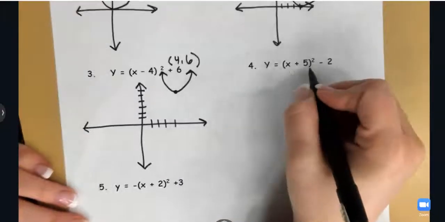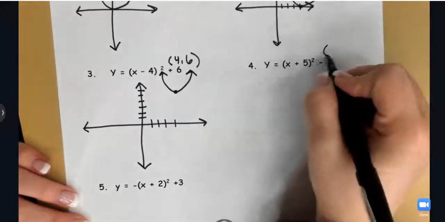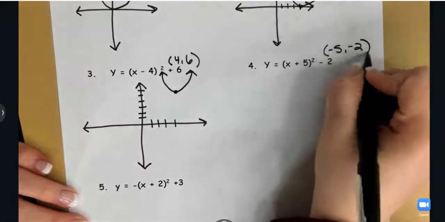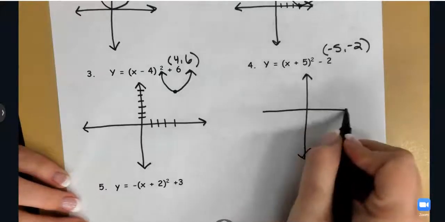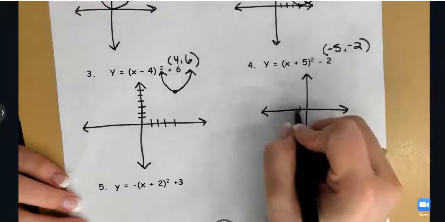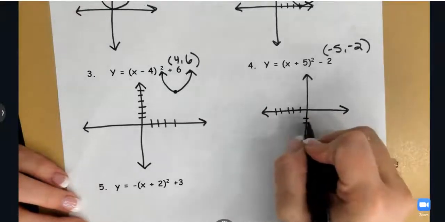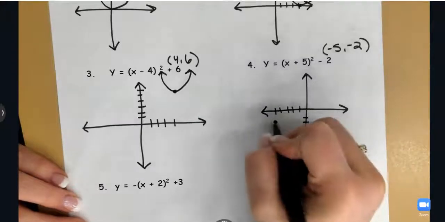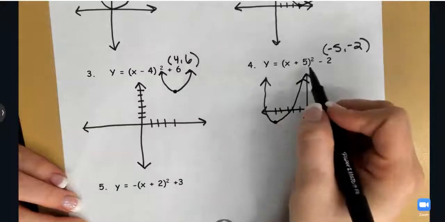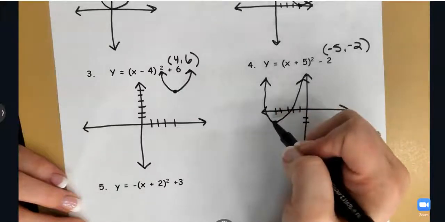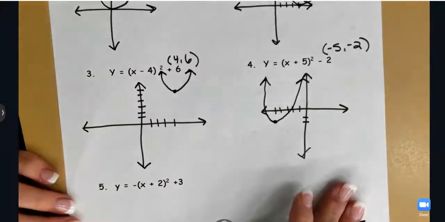Okay. On 4, my vertex is going to be (-5, -2). And again, it's still open upward. So 1, 2, 3, 4, 5, 1, 2. So this matches with our transformations of a horizontal shift to the left 5 and down 2. That matches where my vertex ended up.